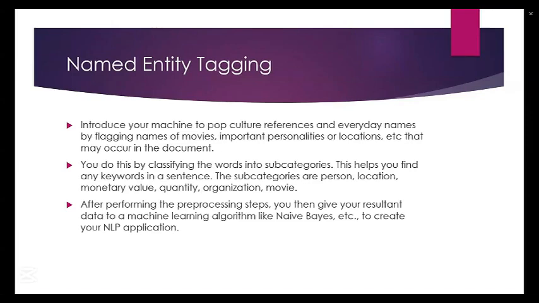So that's simply to understand the important parts of the given sentence or the document, that may be a person, a location, a quantity, an organization, or maybe a movie, right? So named entity tagging always extracts the very important information from the sentence to get the core idea of the sentence, right?